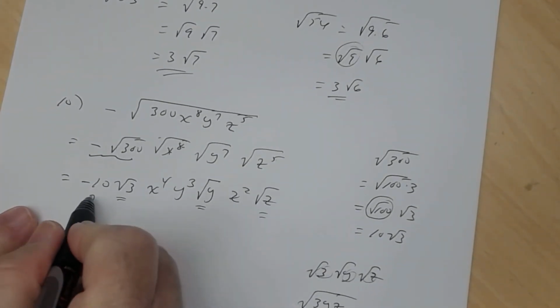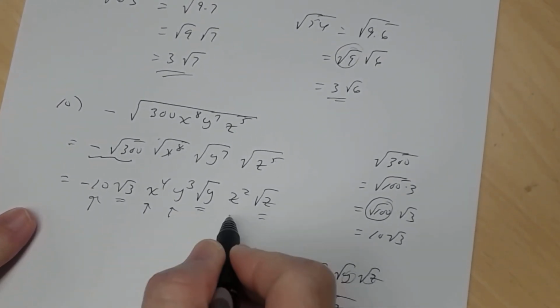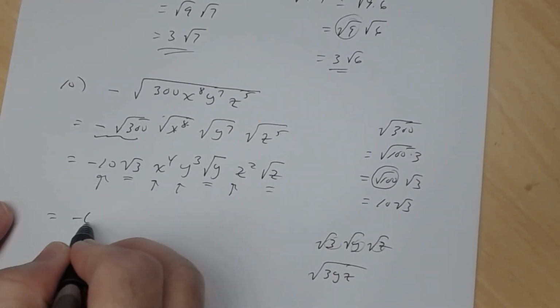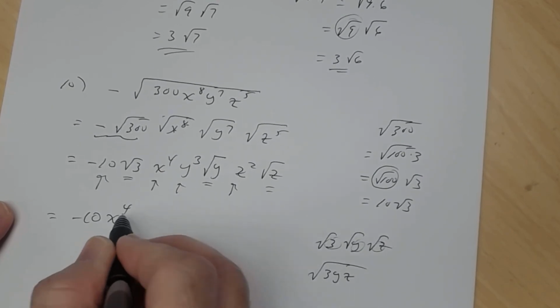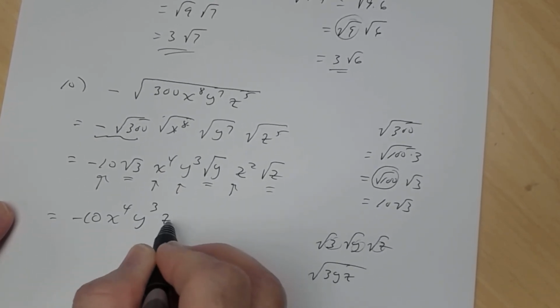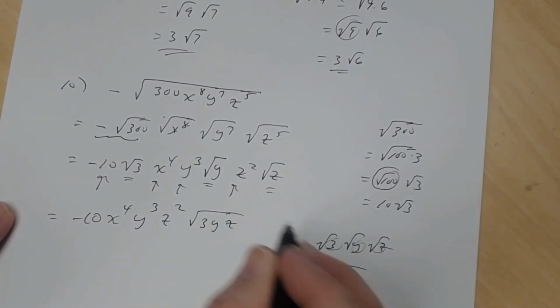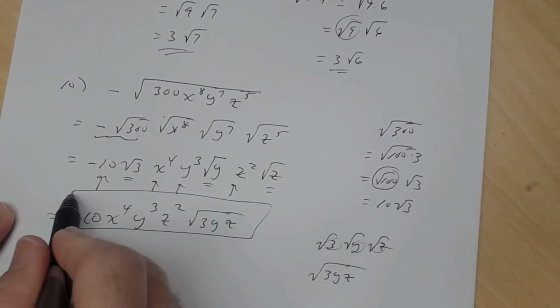All right, so then all you got to do now is just rewrite these factors and put that in front of this radical. So I get negative 10 x to the 4th, y to the 3rd, z squared, times the square root of 3yz. And so there's your answer there.